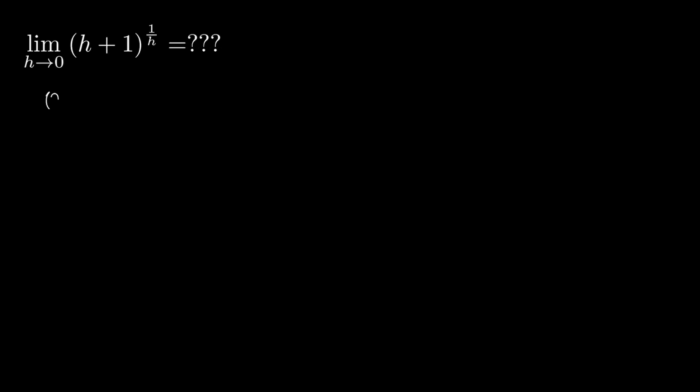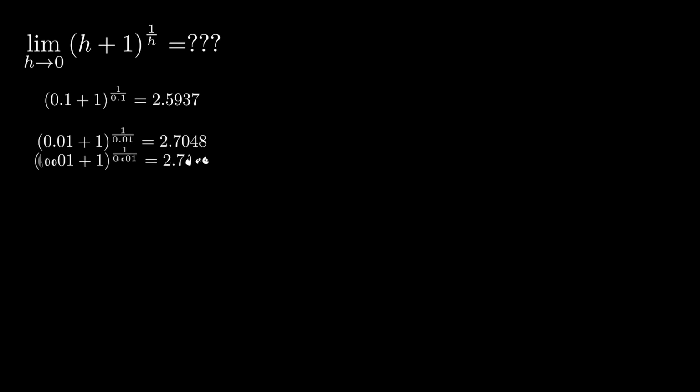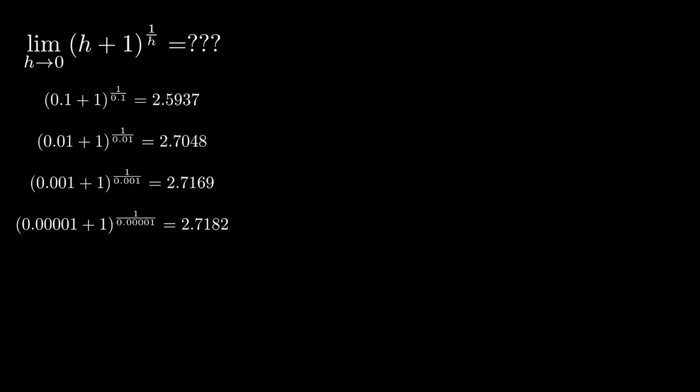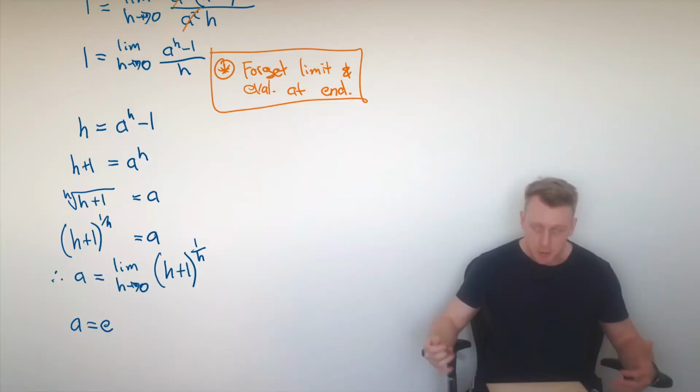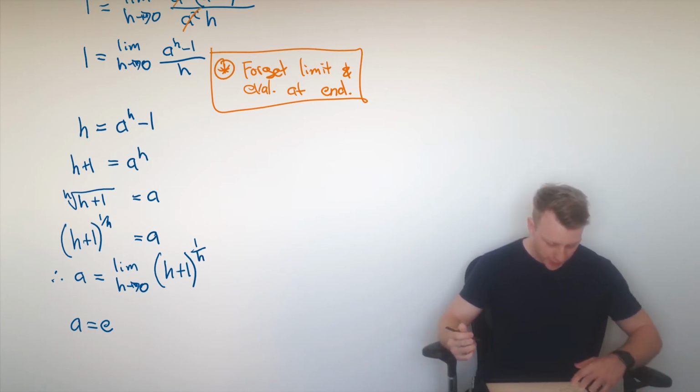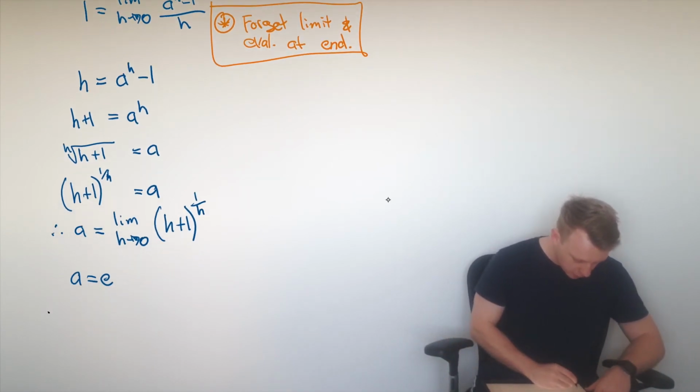And I can do a little bit of cheating here by using some programming to plug in some values of h. What we notice is that as we plug in smaller and smaller values of h, this value of a gets closer and closer to 2.718 blah blah blah, which is e. So this is where this number e comes from. And it leaves us with a nice little conclusion.